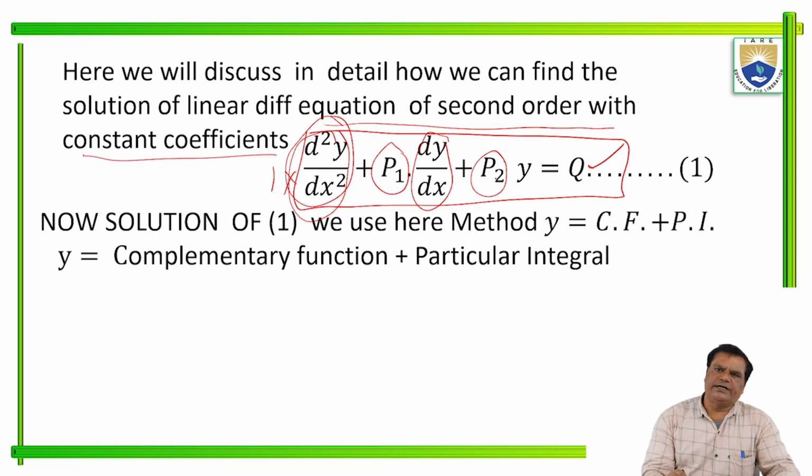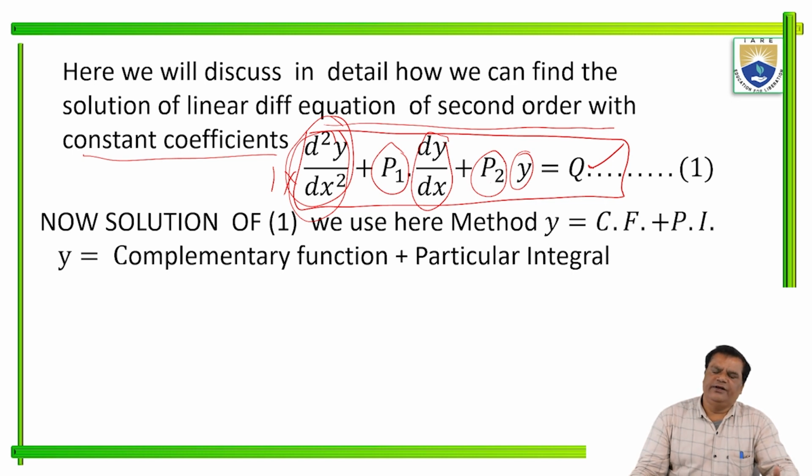P1 and P2 are constant. Q is the function of x here. The highest order is 2, and in every term the order is decreasing: here 2, then 1 and 0. Highest order 2, then next order is 1 and next order is 0. 0 means there is only y, no derivative of y. So this is a linear differential equation of second order with constant coefficients.